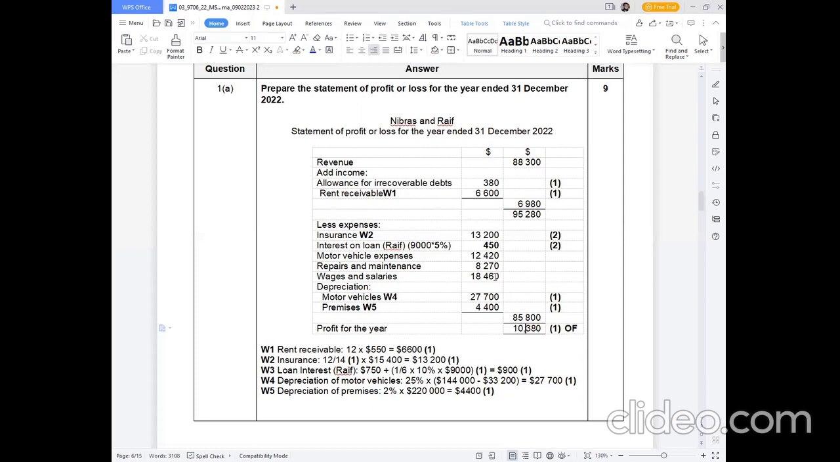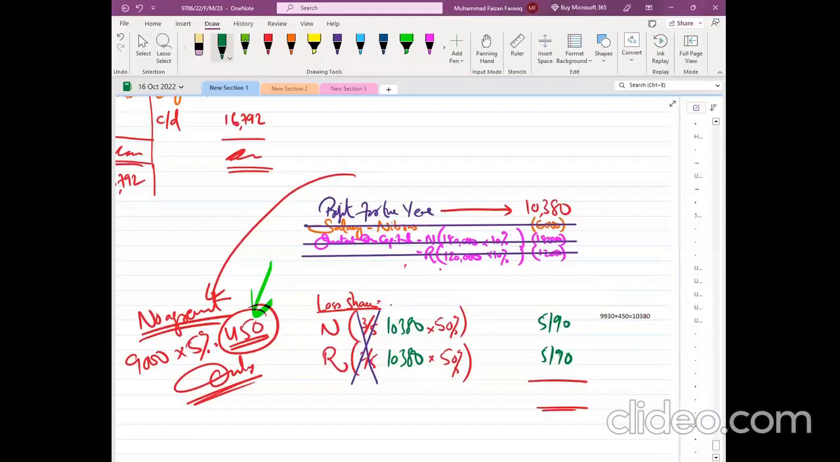Take the number. The total expense will change, and if total expense will change, my profit for the year will also change, right or wrong? Yes. So that's how we got 10380. Any problem in that? No. Okay. Now 5190, we had now the profit share, which is 10380 in total. Correct?